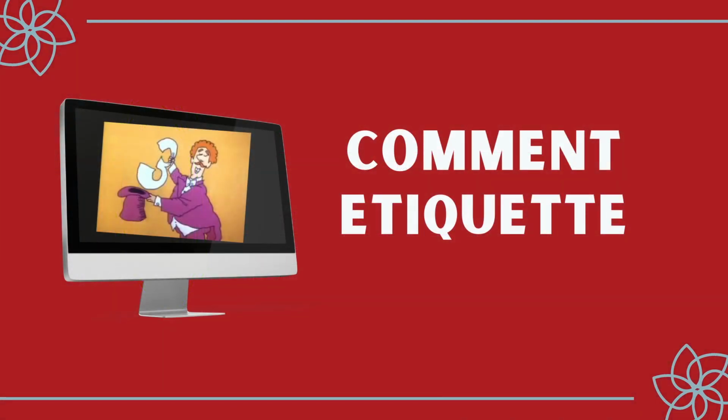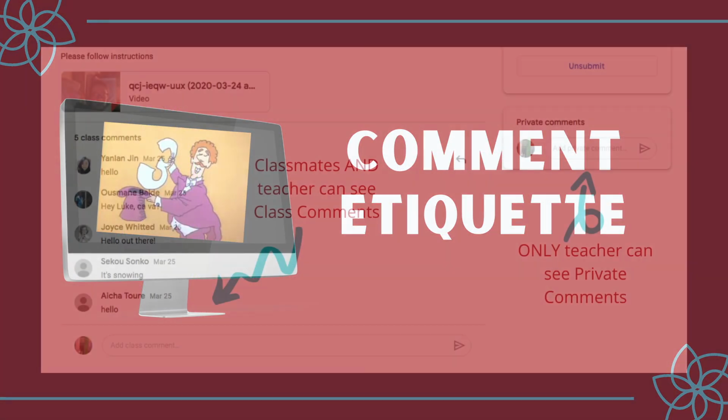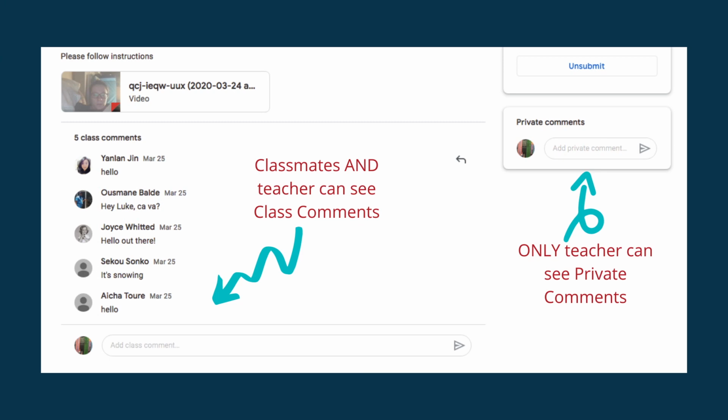Number 3, comment etiquette. Google Classroom allows for 2 different types of comments. Class comments can be seen by your teacher and your classmates. That can actually be really useful because if you have a question about something that was covered in class, your classmates might be able to answer that more quickly than your teacher can get around to it, because you have 18, 19 classmates and only one teacher.